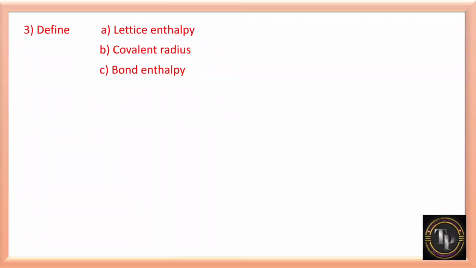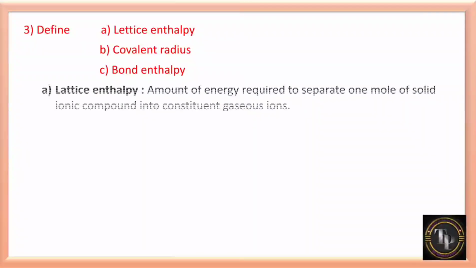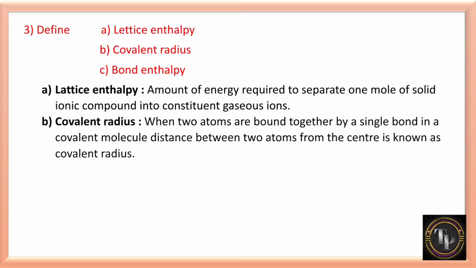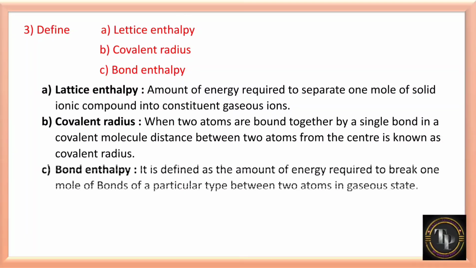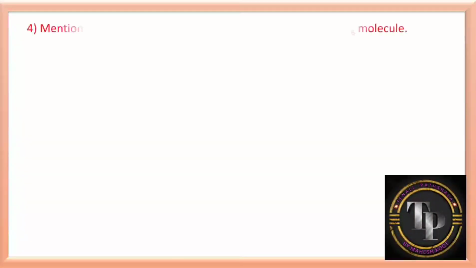Lattice enthalpy, covalent radius, bond enthalpy. We have to define all these things. Lattice enthalpy: the amount of energy required to separate 1 mole of a solid ionic compound into its constituent gaseous ions. Covalent radius: when two atoms are bound together by a single bond in a covalent molecule, the distance between the centers of the two atoms is known as the covalent radius. Bond enthalpy is defined as the amount of energy required to break 1 mole of bonds of a particular type between two atoms in a gaseous state.